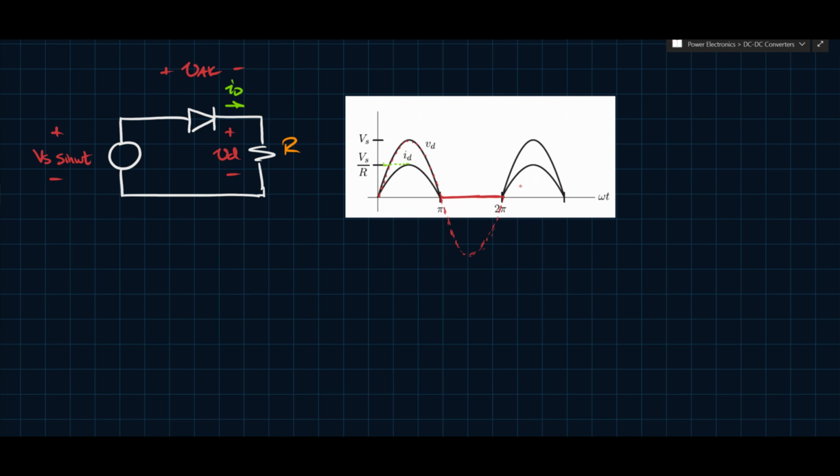That's not a good thing because that's difficult to design filtering around, and so this is difficult to filter. So typically we don't use this circuit, but it's a good place to start. So I should get that out of the way as well. This is not a practical circuit these days.